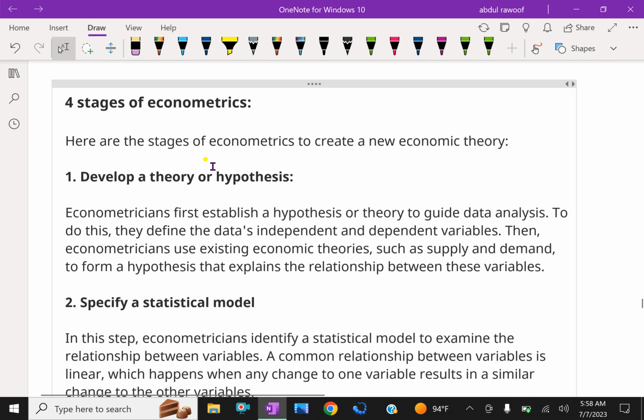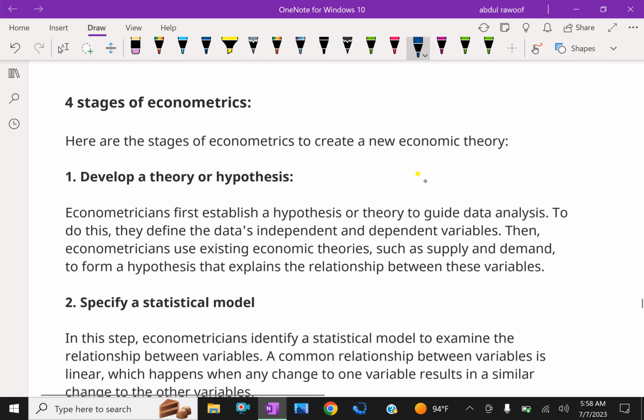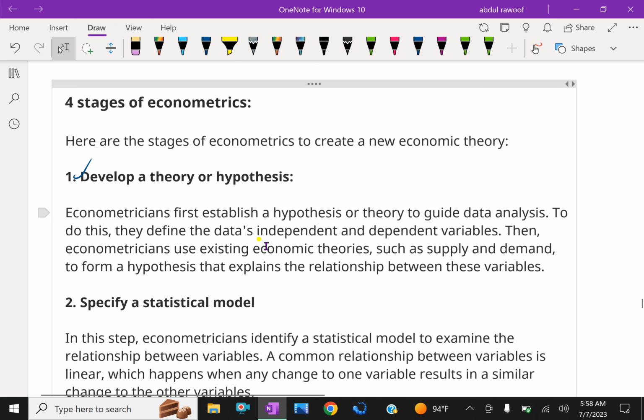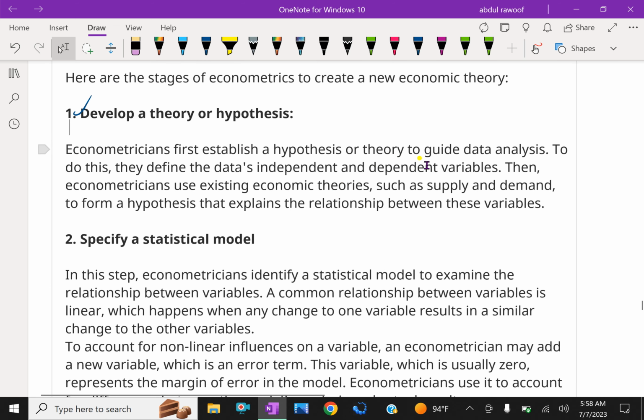There are stages of econometrics to create a new economic theory. To develop a theory or hypothesis means econometricians first establish a hypothesis or theory to guide data analysis. To do this, they define the data's independent and dependent variables. Then econometricians use existing economic theories such as supply and demand to form a hypothesis that explains the relationship between these variables.